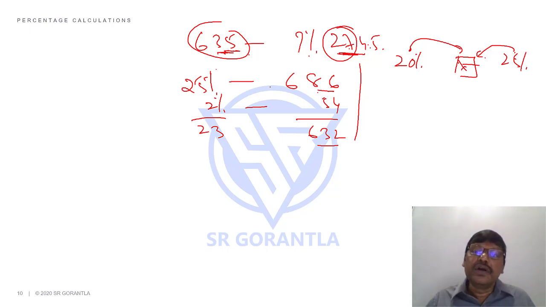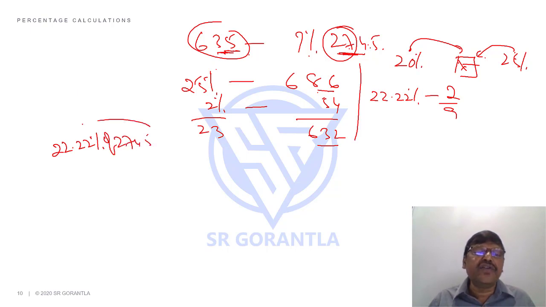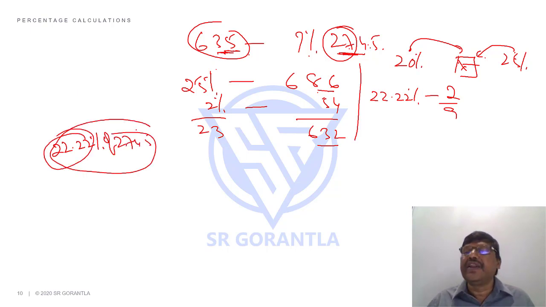How? Students, is there any fraction between 20 and 25? Yes, you have 22.22. Students, if you look at 22.22, it is nothing but 2 by 9. If I have to calculate 22.22% of 2745, how much is it? I'll substitute 2 by 9. So what will be 22% of 2745? How close is it to 635?